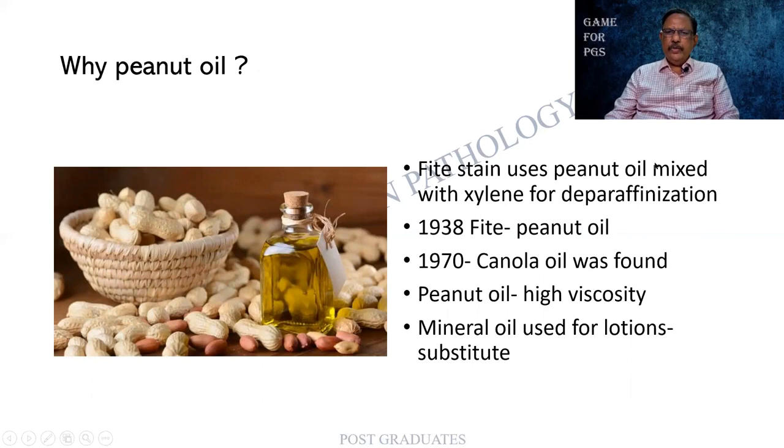And the Fite stain uses a mixture of peanut oil and xylene in equal proportions, 50-50. This was the year when it was discovered. In 1970, another oil, canola oil, was also found. Peanut oil has got a high viscosity, and there is also another substitute called the mineral oil, which is used for various skin lotions. These are certain substances which can be used, but peanut oil is a classical answer that you people can give. And what is the ratio? 1:1, peanut oil and xylene.